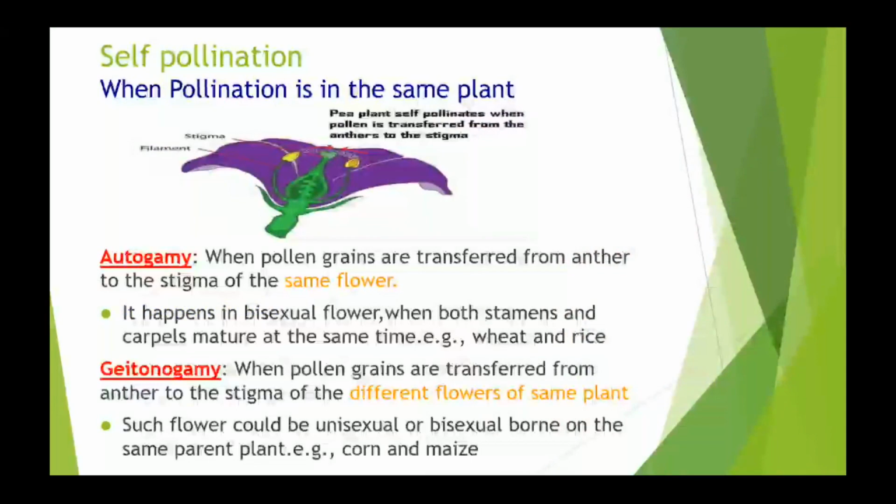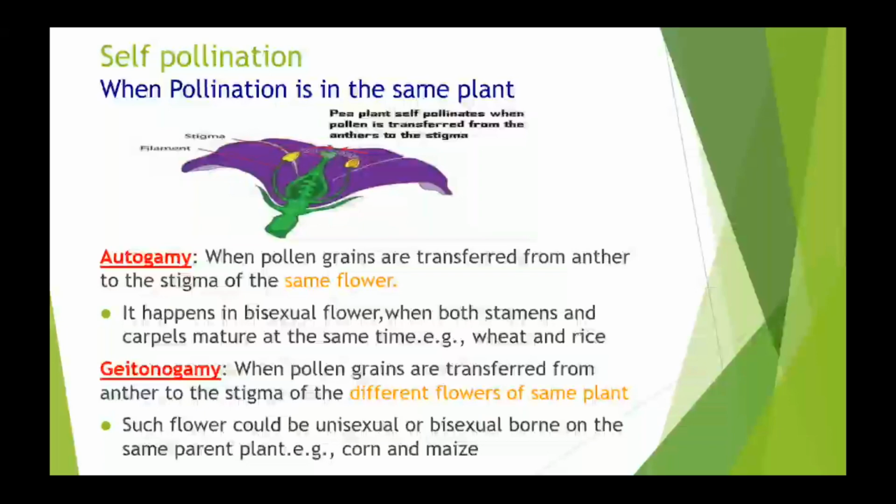Self pollination means the pollination which occurs by itself, when there is transfer of pollen grains from the anther to the stigma of a flower of the same plant. When it is in the same plant, we can say it is self pollination. This self pollination can be of two types because there are two conditions. It can be within the same flower or in another flower of the same plant. That's how self pollination is divided into two categories.